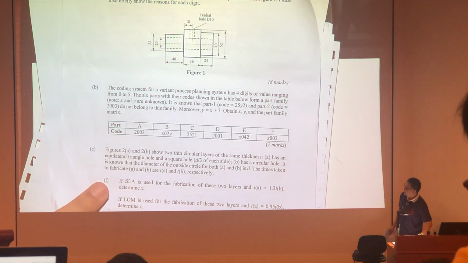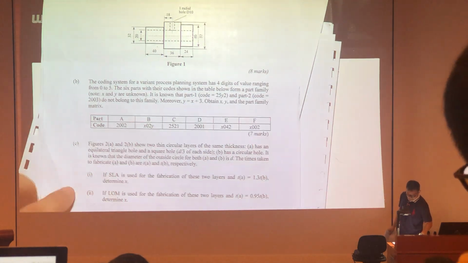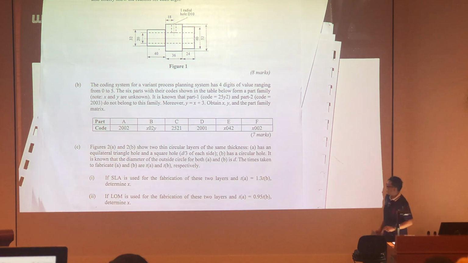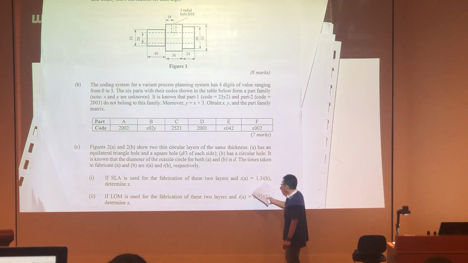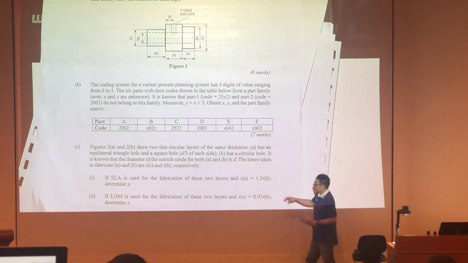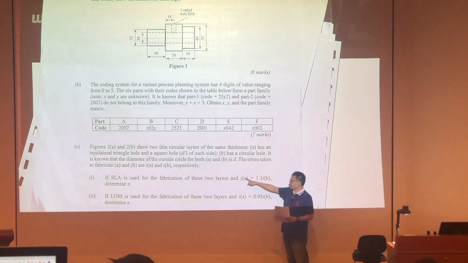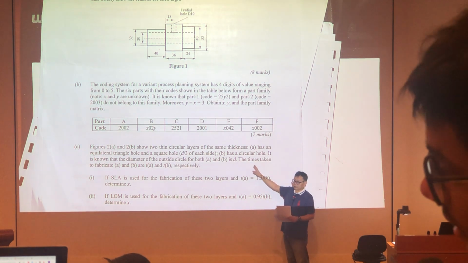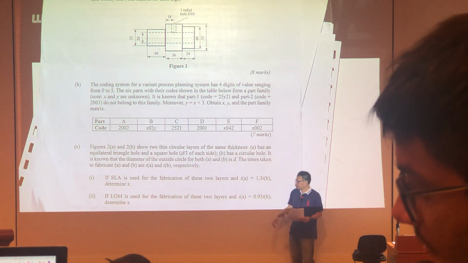Again, both if SLA is used for the fabrication, 2 layers, TA equals 1.3 times TB. That is actually equivalent to the relationship of the areas between A and B as well, because fabrication time is directly proportional to the area. So you establish this and you can find x.